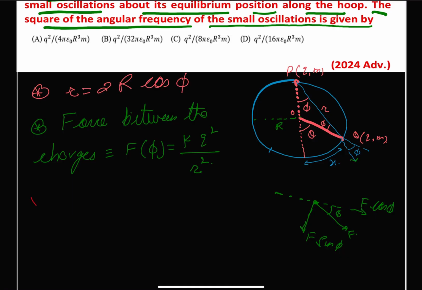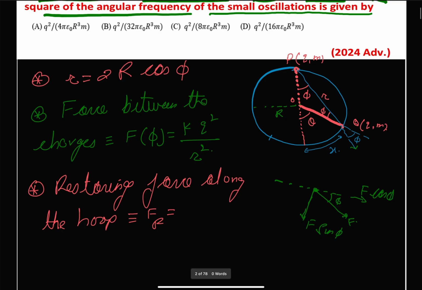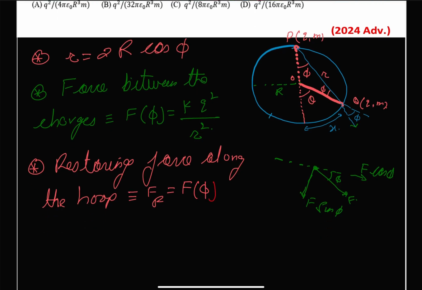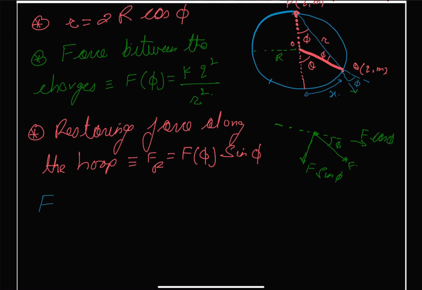Therefore we can write that the restoring force along the hoop, let us call this Fr, which will be given as F of phi times sin of phi. We already know F of phi, so we substitute it, and we get our restoring force Fr equal to K Q square upon R square, times sin of phi.